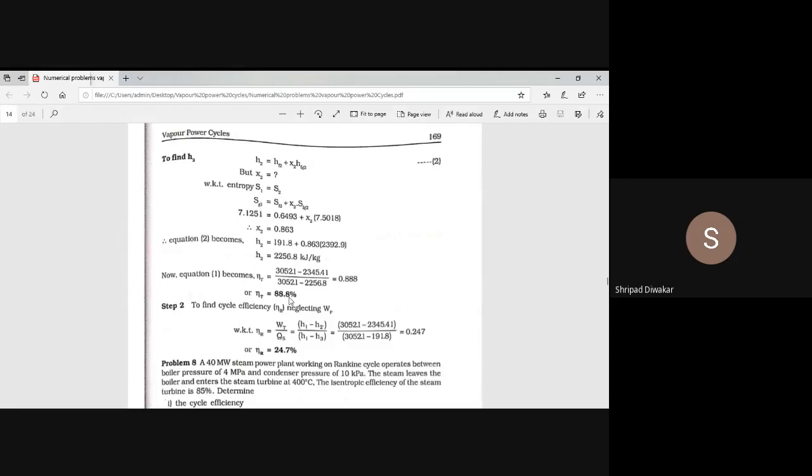The turbine efficiency, as I said, is the actual enthalpy drop divided by the ideal enthalpy drop. H1 we are getting from the steam table. H2 dash we just calculated, H2 dash is 2345.41, and H2 we also calculated just now as 2256. So using all the values we are going to calculate the efficiency of the turbine. The efficiency of the turbine is H1 minus H2 dash, H1 is 3052.1, from the steam table.